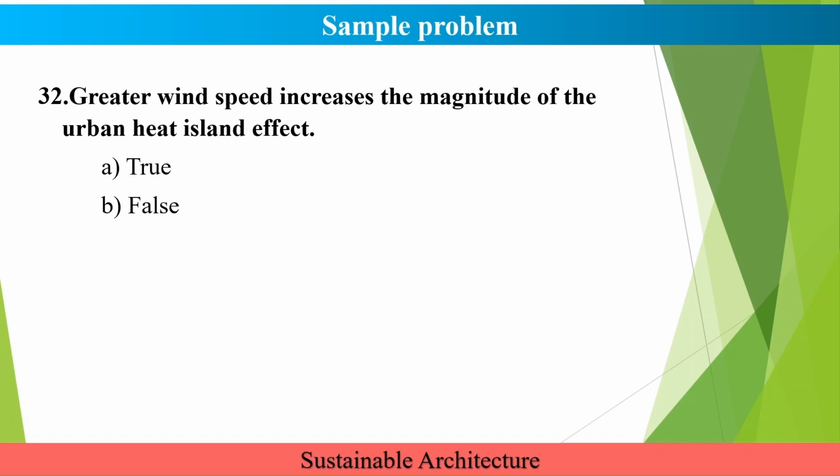For question number 32, most of you are mentioning false. Can anybody explain how greater wind speed can inversely affect it? It affects ventilation, and it takes heat from the surface of the urban area, so it has a calming effect. That's how oceans and other moderating factors can reduce the magnitude of the urban heat island.